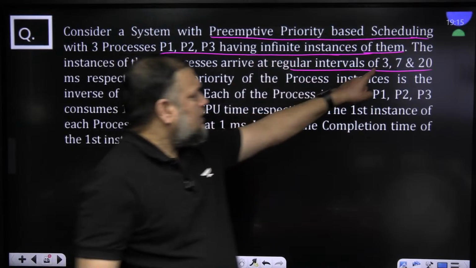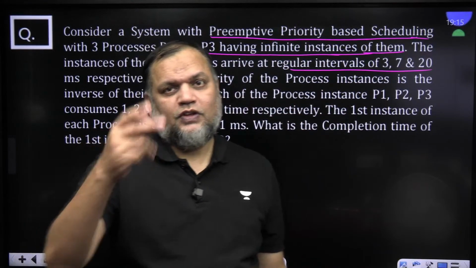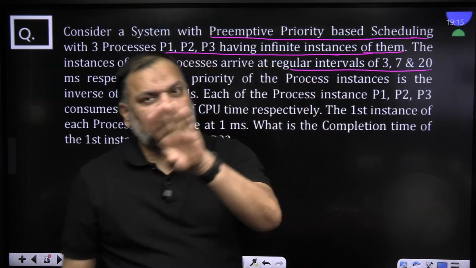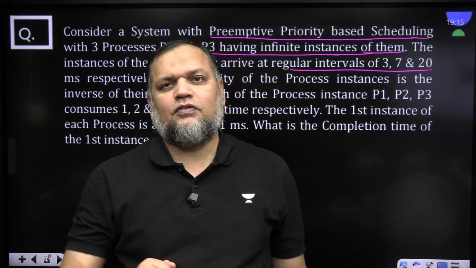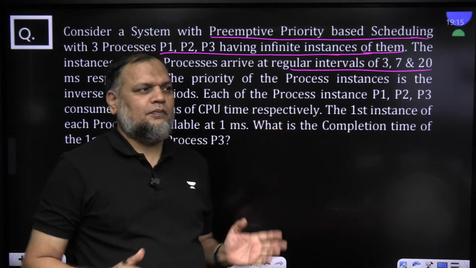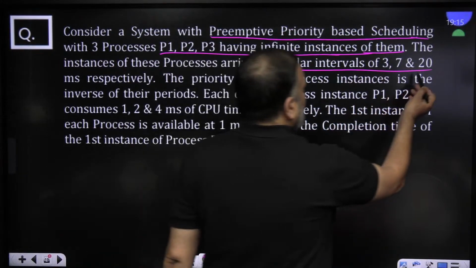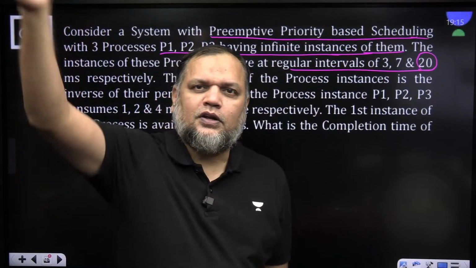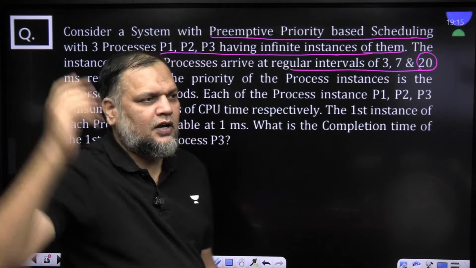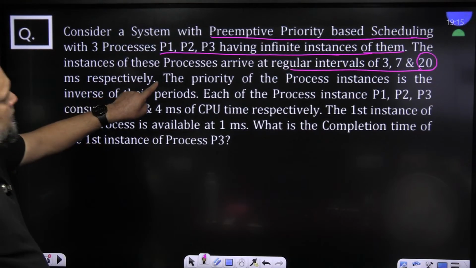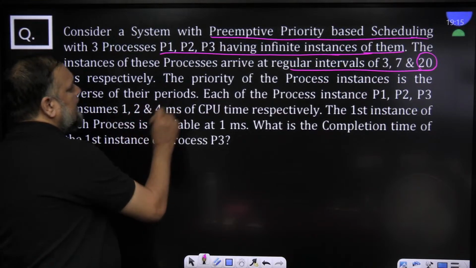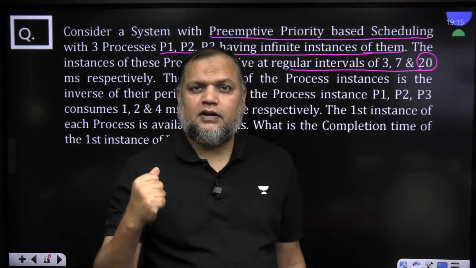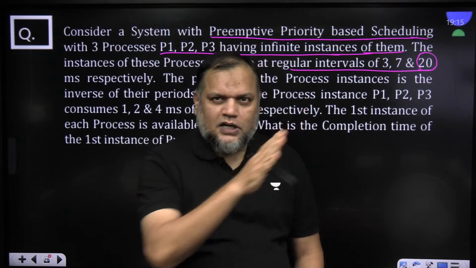फिर उसी तरह the rate of the arrival of process P2 is 7. मतलब first instance of P2 is at 0. तो next instance आएगा 0 plus 7. Next instance आएगा 7 plus 7, 14. 14 plus 7, 21. इस तरीके से आएगा. उसी तरह last process की जो arrival rate है, at the rate of 20 है. First instance at time 0. Next at time 0 plus 20. 20 plus 20, 20 plus 20, like that it adds on. Okay, the priority of the process instance is the inverse of the period. मतलब priority of P1 is 1 by 3, inverse, reverse. P2 1 by 7, P3 1 by 20. So that is the inverse of its period.